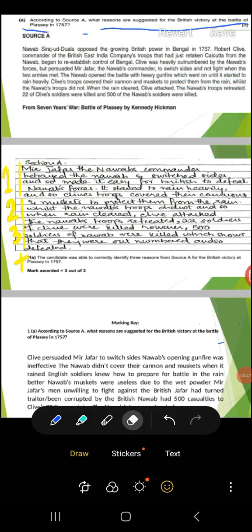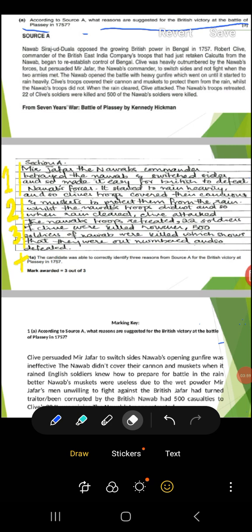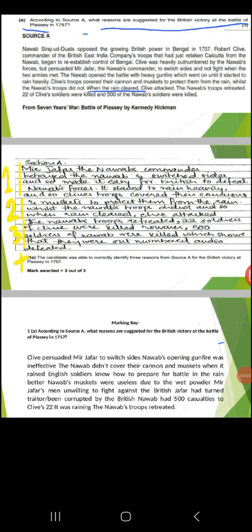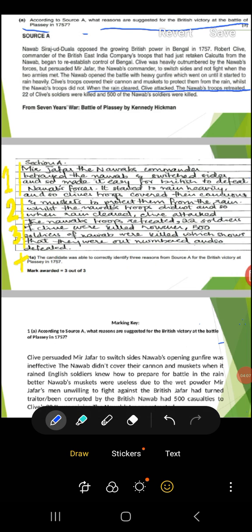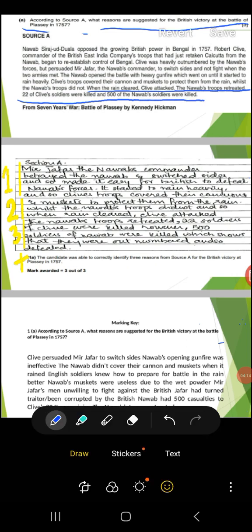Okay, let me write down the third point, and then we'll come to the answer. Now let's come to the third one. When the rain cleared, Clive attacked and the Nawab's troops retreated, and 22 soldiers of Clive were killed, and 500 of the Nawab's soldiers were killed. You see, this is the third reason because of which the British emerged victorious.